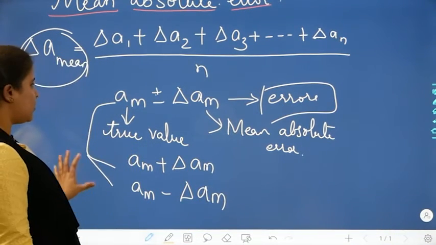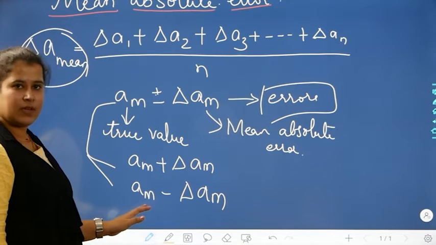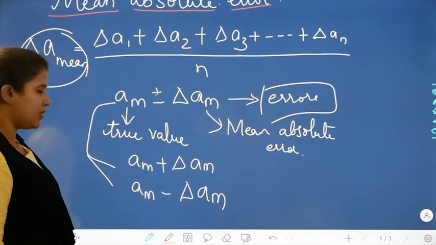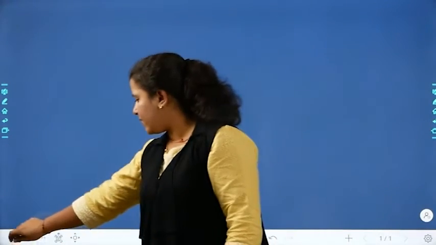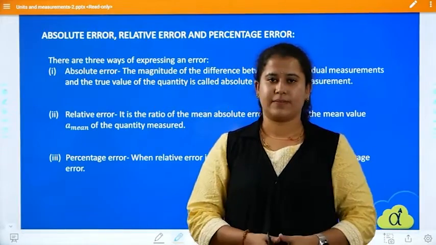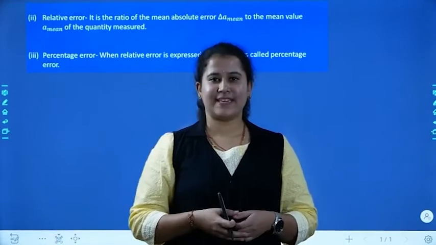Clear? So this is about the mean absolute error. Absolute error and mean absolute error. I hope you have understood this. If there are any doubts, please let me know. Clear? Moving on to the next, we have the relative error. So next we'll look into the relative error.